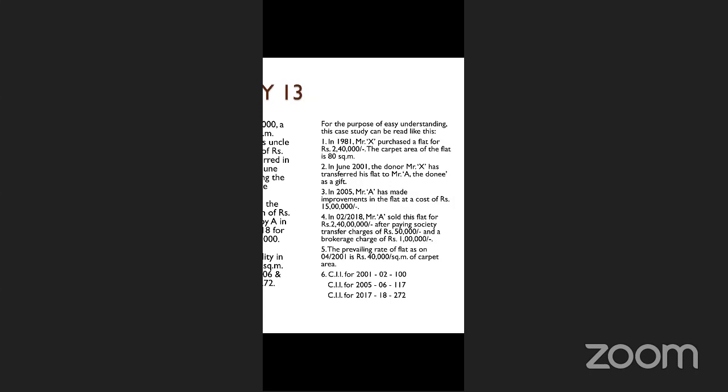In 2005, Mr. A made improvements in the flat at a cost of rupees 15 lakhs. And fourth point, in 2018, Mr. A sold this flat for rupees 2.4 crore after paying society transfer charges of 50,000 and a brokerage of 1 lakh. Fifth one, the prevailing rate of flat as on April 2001 is 40,000 per square meter of carpet area. Now, sixth point is all the cost inflation indexes in the respective years, that is acquisition, improvement and sale consideration date. This depends on these three factors. These three cost inflation indexes are given.